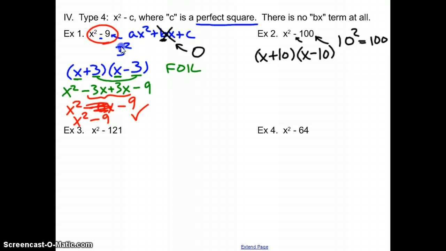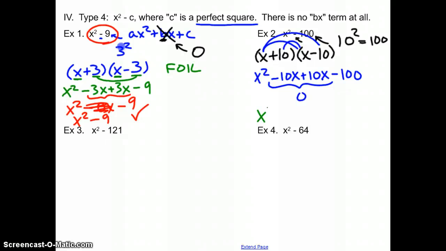Let's quickly FOIL. First, x squared. Outer, negative 10x. Inner, 10 times x, positive 10x, looking good so far. And last would be a 10 times a negative 10, which would be a negative 100. Combine my like terms. This is 0. What I'm left with is x squared minus 100. I look back at my original problem, x squared minus 100. Everything checks out great. Now we move down to the bottom left, example 3.